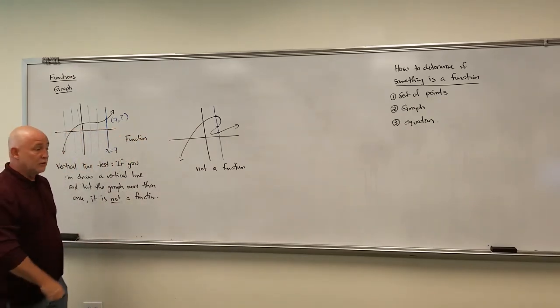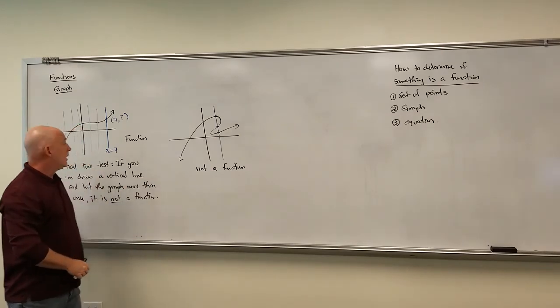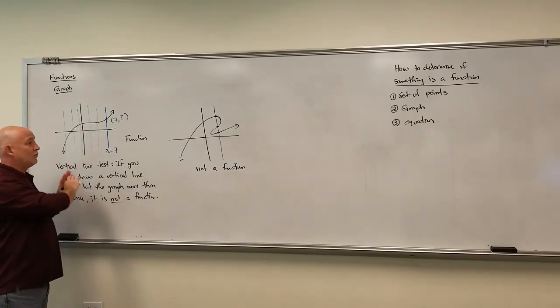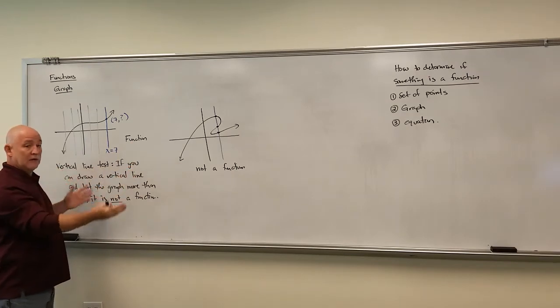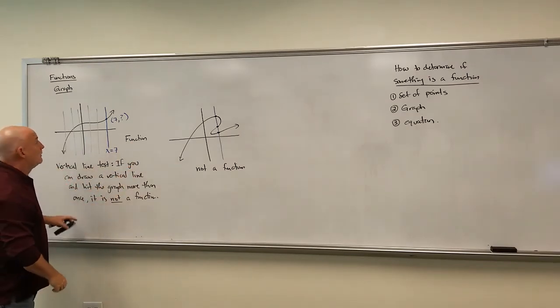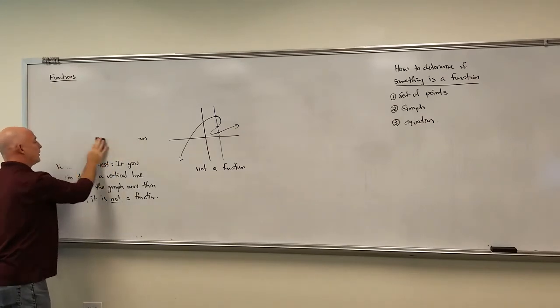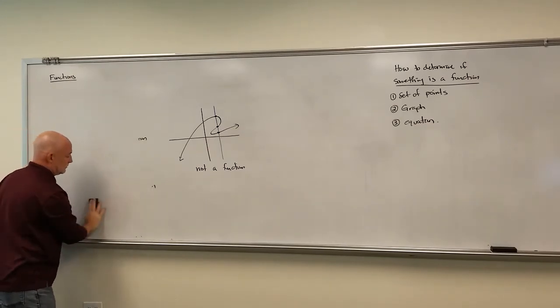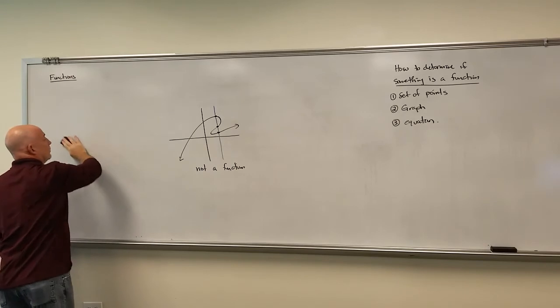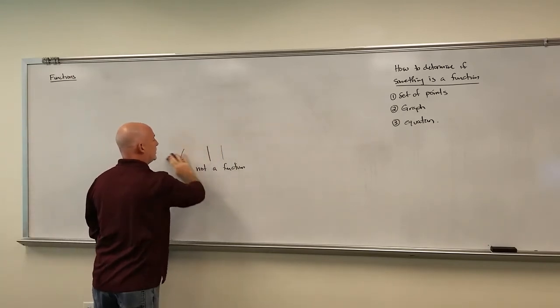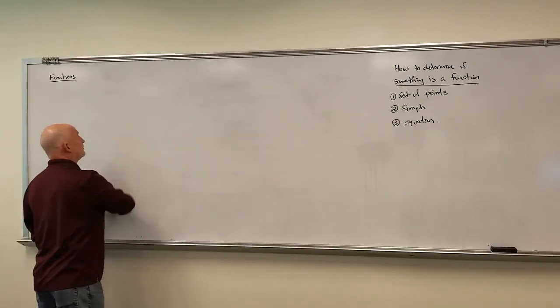Okay, so very, very easy to do. Again, no work at all. You don't actually have to draw the vertical lines. You're just looking at it and saying, if I draw a vertical line everywhere, can I ever hit it more than once? Now, the last thing that we're going to have to take a look at here is, what if we're just given an equation? How do we tell whether or not it's a function?